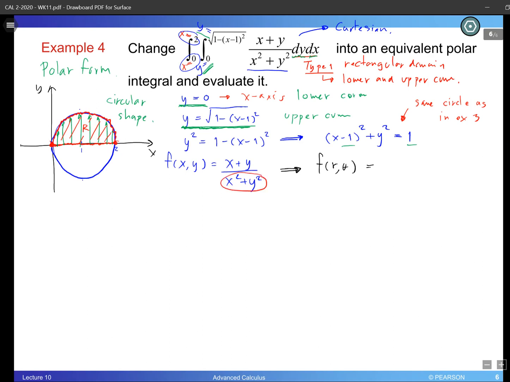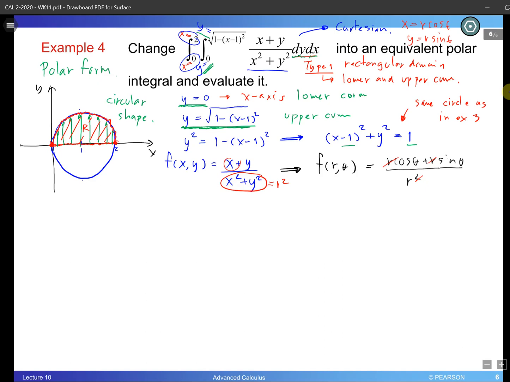Let's start with the denominator. This one is easy. From the third relationship, it's going to be equal to r squared. So we have r squared down here. Then x is going to be equal to r cosine theta. Let me put the relationship right here: x equals r cosine theta, and y equals r sine theta. Up here we are going to get r cosine theta plus r sine theta. And as you can see, we can cancel the r and r right here.